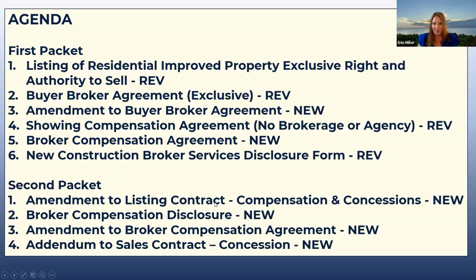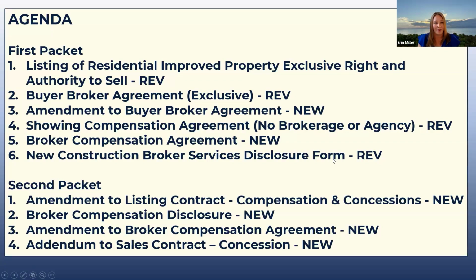So let's go through what we're going to talk about, and then we'll get to the actual meat and potatoes of this presentation. In the first packet, there is the listing of residential improved property, exclusive right and authority to sell. This is not a new form. This is a revised form. We revised it to make sure it complies with both the letter and the spirit of the NAR settlement. Number 2, the buyer-broker agreement exclusive. This form did exist in the library, but it wasn't very commonly used. So we did update it and revise it again for compliance purposes.